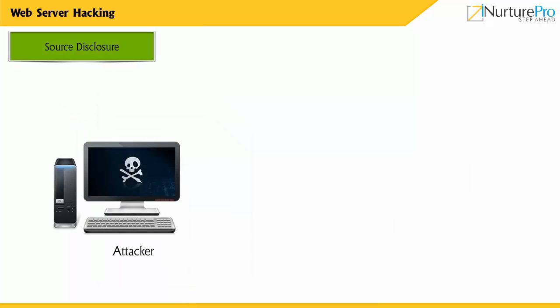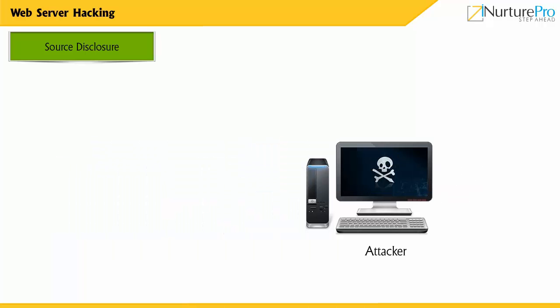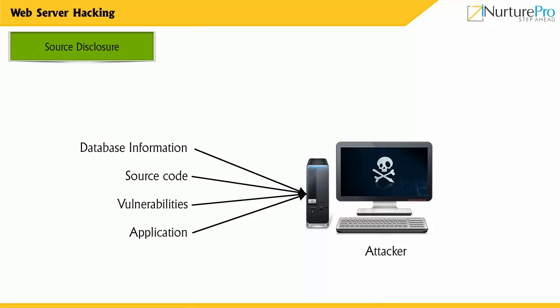In source disclosure, the hacker manipulates the IIS to reveal the source code of the web server application. This reveals information about the database, source code, vulnerabilities, and application parameters to the hacker.